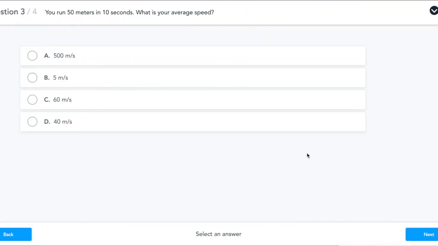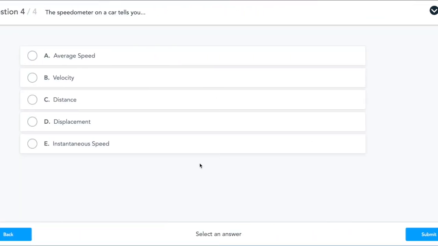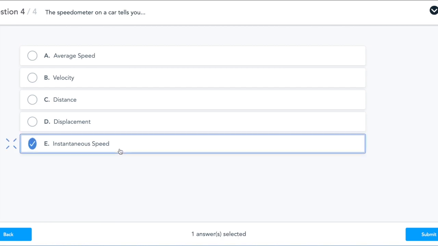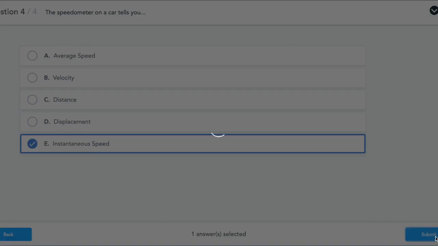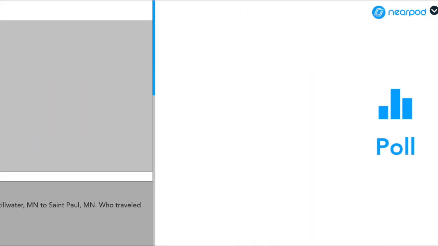You run 50 meters in 10 seconds. What is your average speed? 50 meters divided by 10 seconds gives you 5 meters per second. The speedometer on your car tells you your instantaneous speed. So if you answered those four questions like that, you should have gotten 100%.